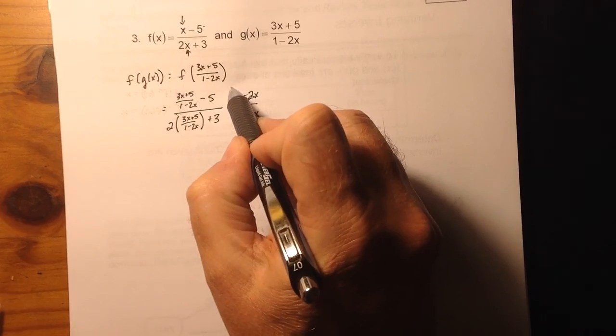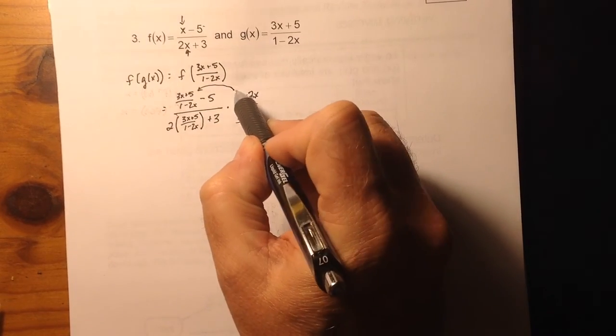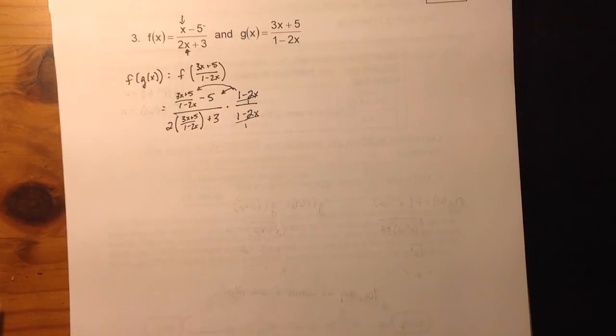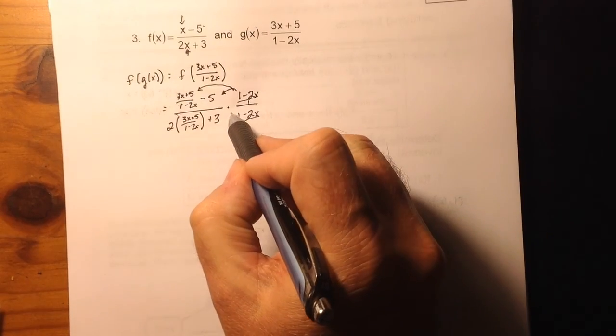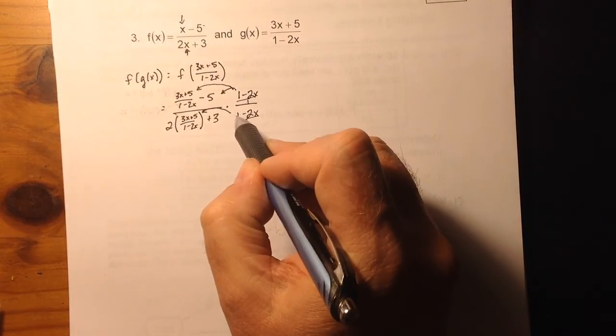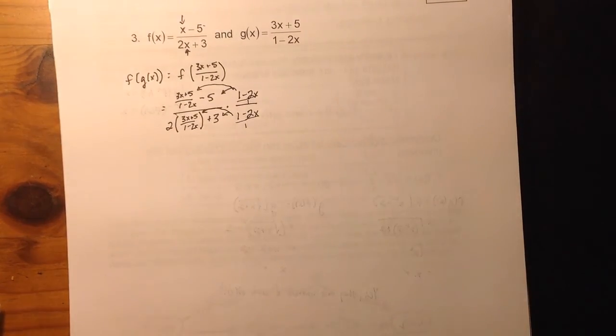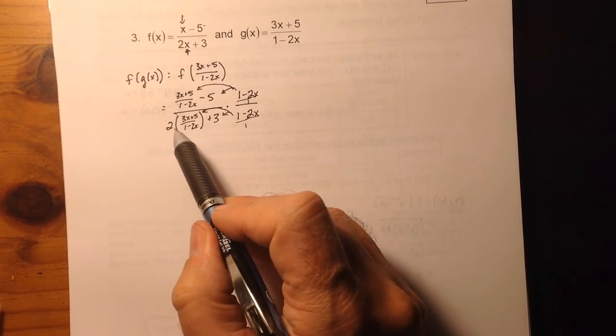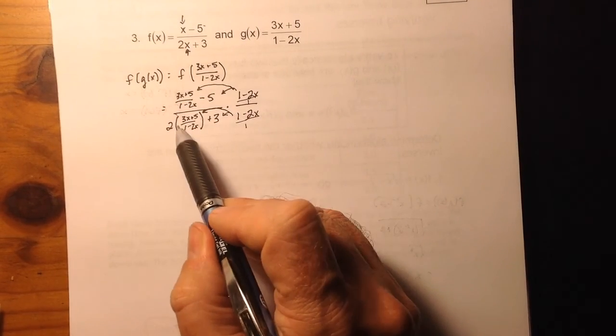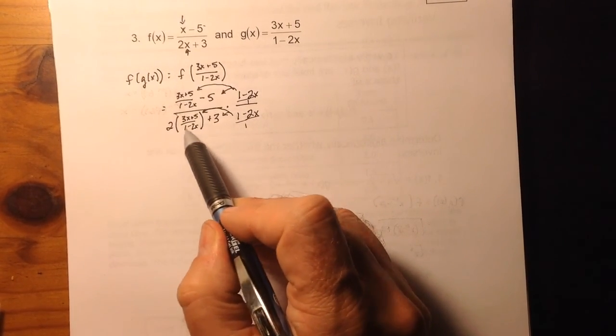Now on both of these, I'm going to have to distribute. I'll have to do 1 minus 2x times the fraction, and then 1 minus 2x times the 5. On the bottom, same thing, 1 minus 2x times the fraction, 1 minus 2x times the 3. The 2 is part of this first term, so I don't need to multiply it times the 2 and also the fraction, because all of that is just one term.